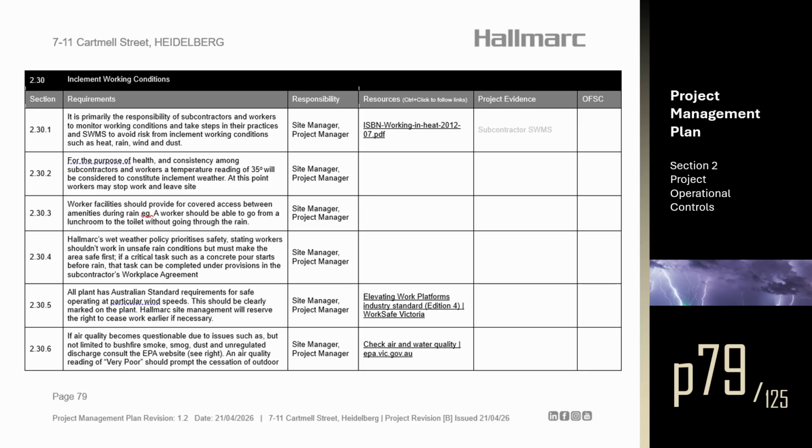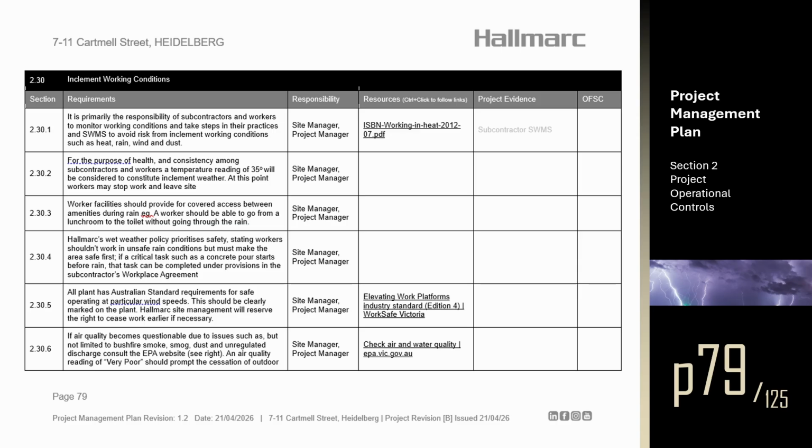Section 2.30.4. Hallmarc's wet weather policy prioritizes safety, stating workers shouldn't work in unsafe rain conditions, but must make the area safe first. If a critical task such as a concrete pour starts before rain, that task can be completed under provisions in the subcontractor's workplace agreement. Section 2.30.5. All plant has Australian standard requirements for safe operating at particular wind speeds. This should be clearly marked on the plant. Hallmarc Site Management will reserve the right to cease work earlier if necessary.